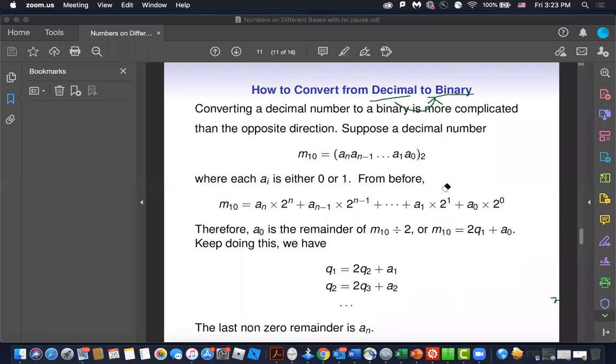The idea is like this. Suppose we have a decimal number m, and we want to figure out the corresponding binary number like this. From the previous discussion, we know that m should equal this. We start from the right, a sub 0, which corresponds to 2 to the power 0, and a sub 1 times 2 to the first, and we keep going until we end up with a sub n times 2 to the n.